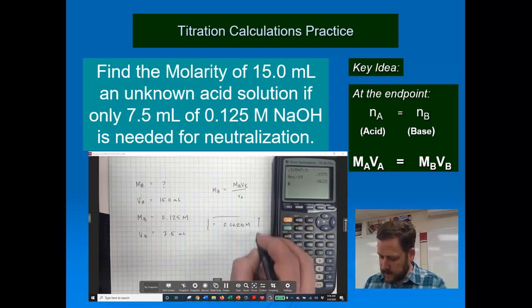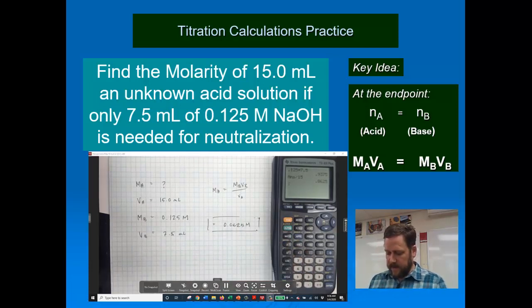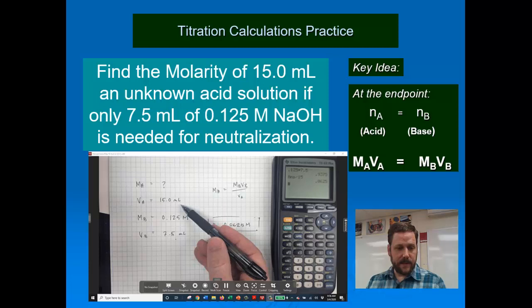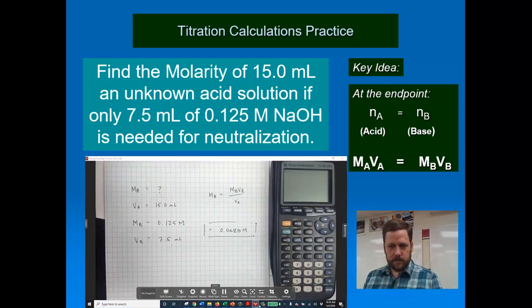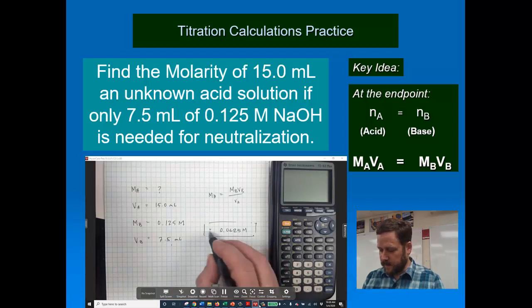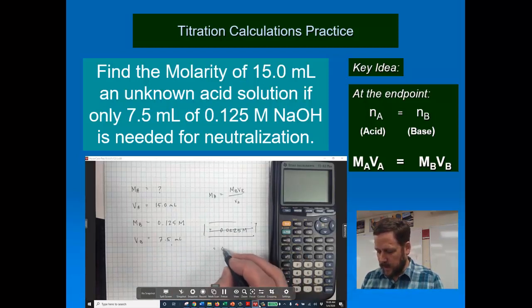That should make sense if we consider the fact that the volume of the base needed to neutralize this acid was only half the volume of the acid that I began with. So the base must be twice as concentrated as the acid. And it looks like if this was only given to two significant figures, really, I should round my answer to two significant figures as well.